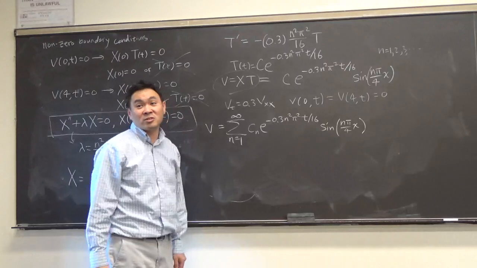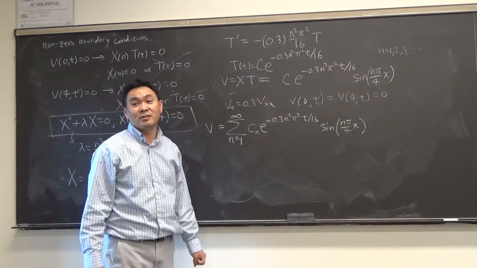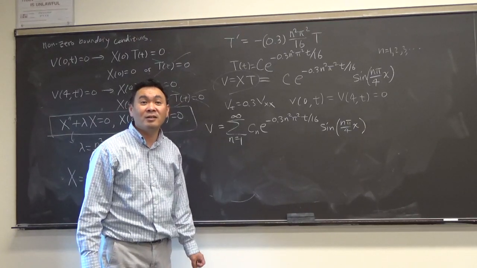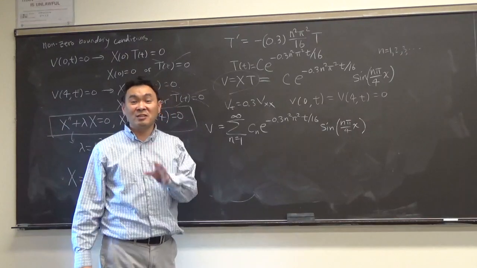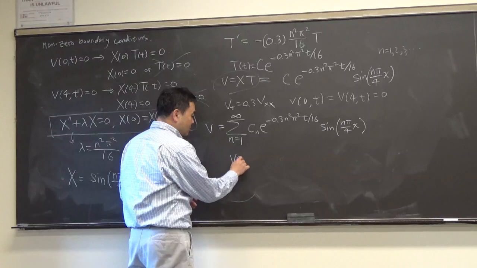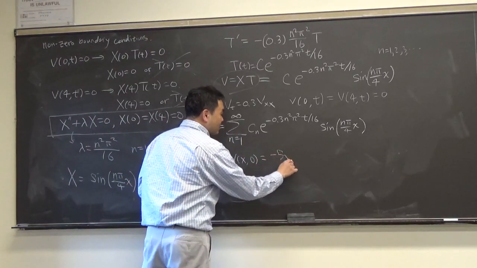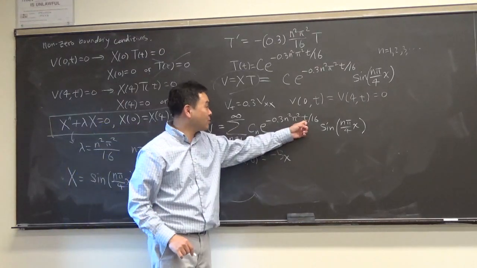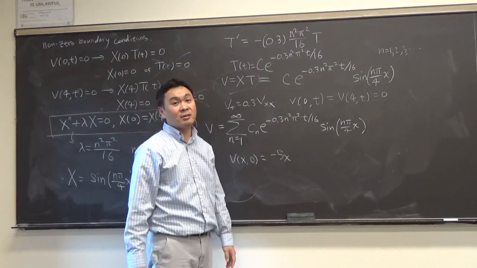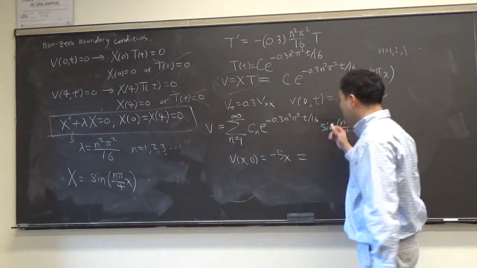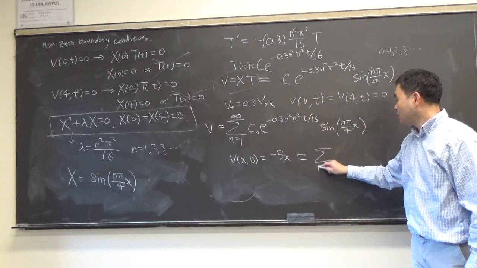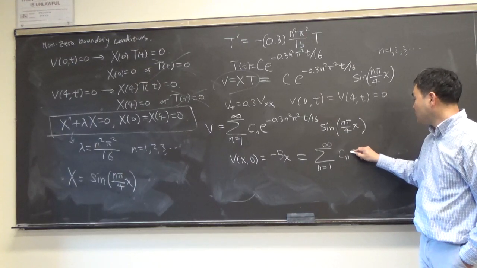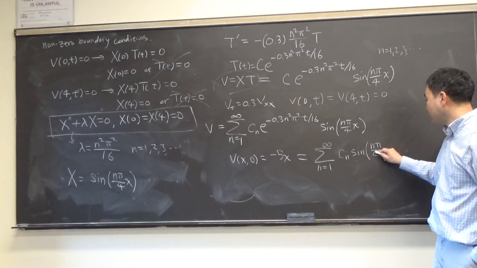We still have one more condition to satisfy. What is that? Vx0, which is the initial condition, right? So V of x, 0, we wanted negative 5x. What should it equal to? You plug in t equals 0. If you plug in t equals 0, e to the 0th power is what? 1. So if I plug in t equals 0, this thing turns into the sum from n equals 1 through infinity of Cn times sine of n pi over 4 x.